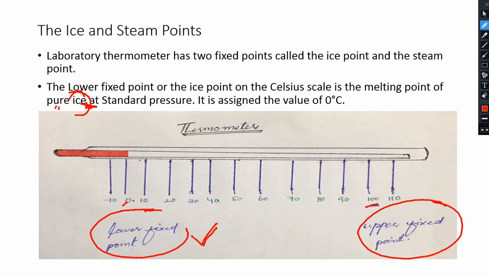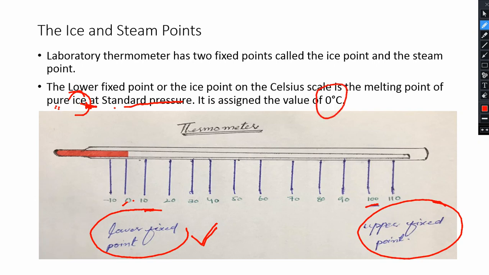And what is a standard pressure, I will explain after this, but for the time being, just remember: standard pressure is the pressure of the air molecules that are surrounding you. The air molecules surrounding you also produce pressure, and that is called standard pressure. At that pressure and at the temperature of 0 degrees Celsius, pure ice starts melting, and it has been given the value of 0 degrees Celsius.